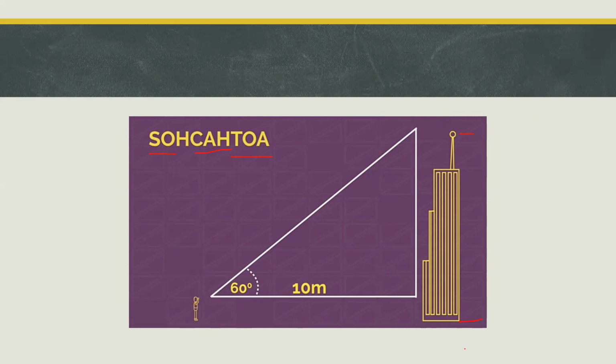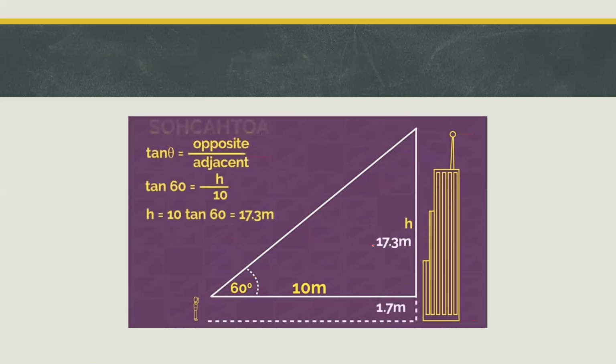To find the height of the building, I can use TOA. Why? I need to find the opposite value. This is the opposite value, and I have the adjacent length as 10 meters. This length is opposite to the angle, and this is adjacent. Then I'm going to use TOA: tan theta, or tan 60, is equal to opposite upon 10, and I'm going to get my height as 17.3 meters, but this portion would still be left.